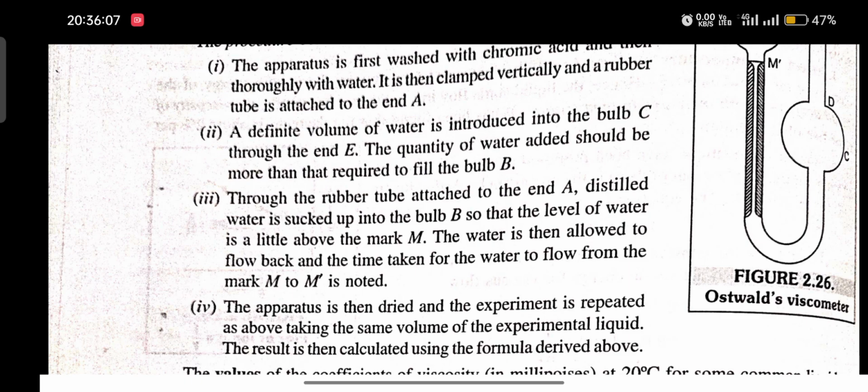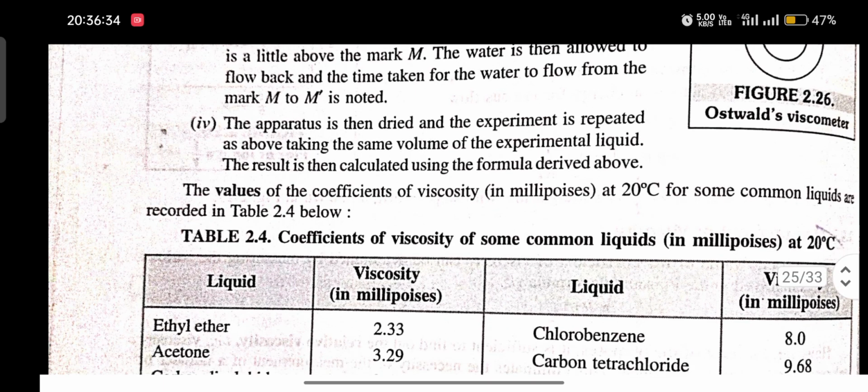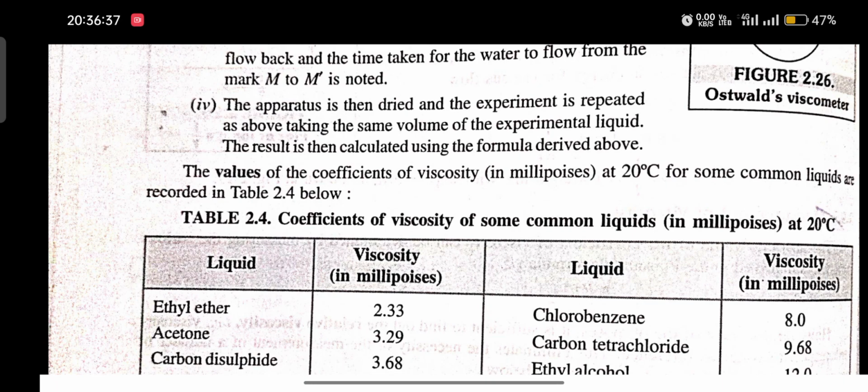Distilled water is sucked up into the bulb B so that the level of water is a little above the mark M. The water is then allowed to flow back, and the time taken for the water to flow from the mark M to M' is noted. The apparatus is then dried and the experiment is repeated as above, taking the same volume of the experimental liquid. The result is then calculated using the formula derived above. The values of the coefficient of viscosity at 20 degrees Celsius for some common liquids are recorded.